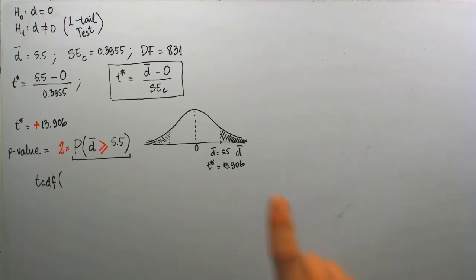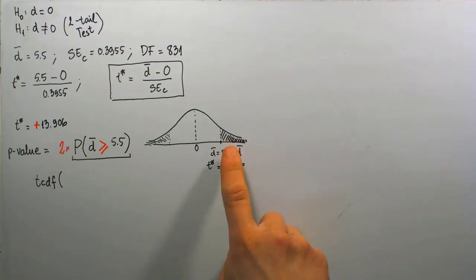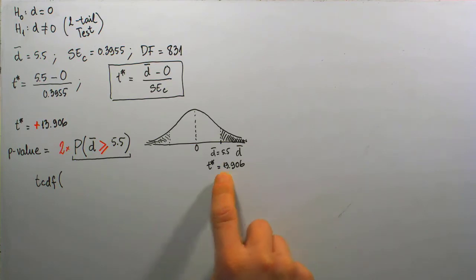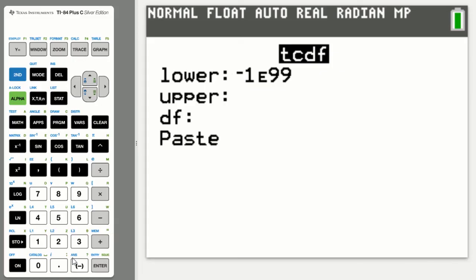Now back on the board, our shaded area here, as indicated, has a lower end at t-score 13.906. So this is the t-score we provide to the tcdf command as lower end. So on the calculator, 13.906.